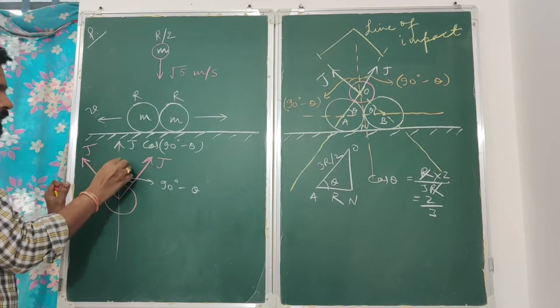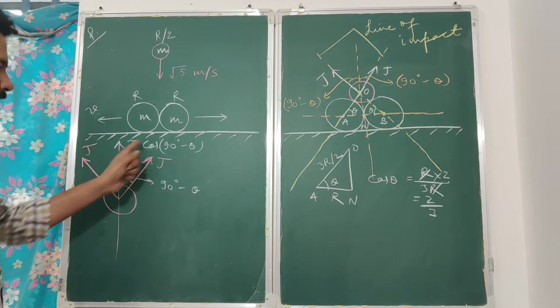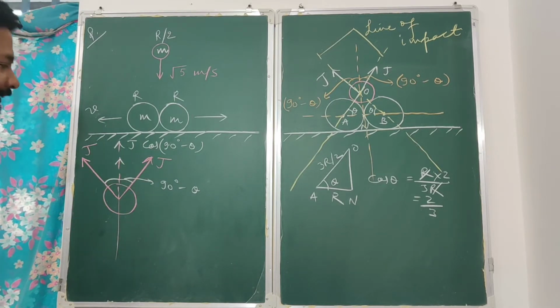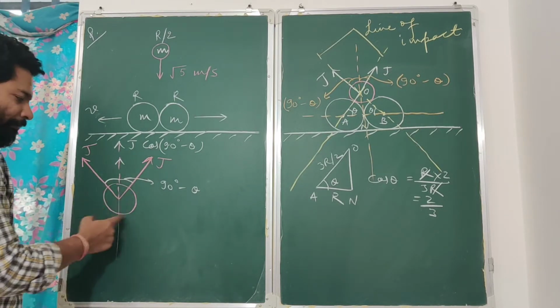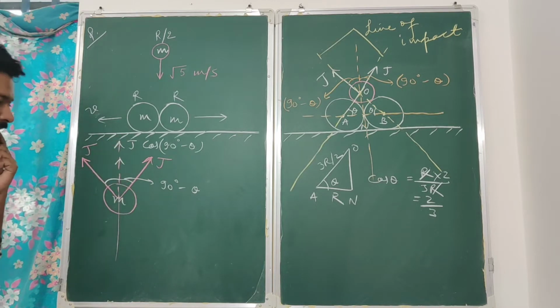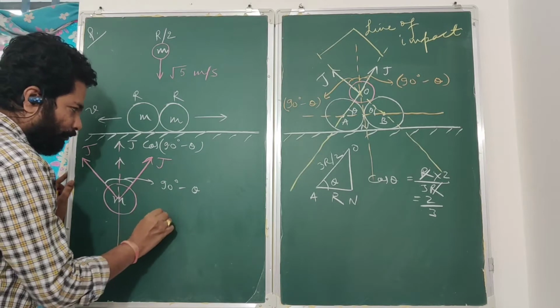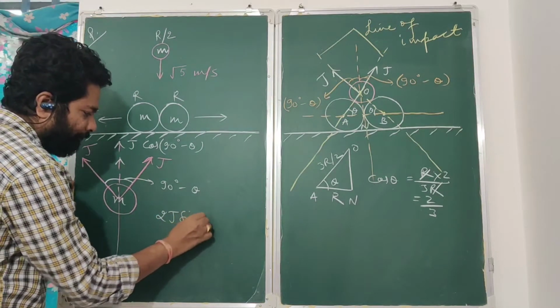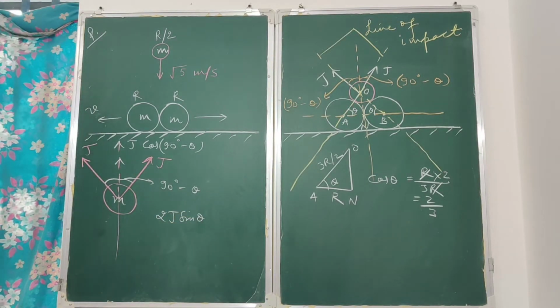Similarly, this component will also be the same. What is cos of 90 minus theta? It is sin theta. So what is the impulse acting on this ball in the vertical direction? Can you see it? It will be 2J sin theta. And what will this impulse do?